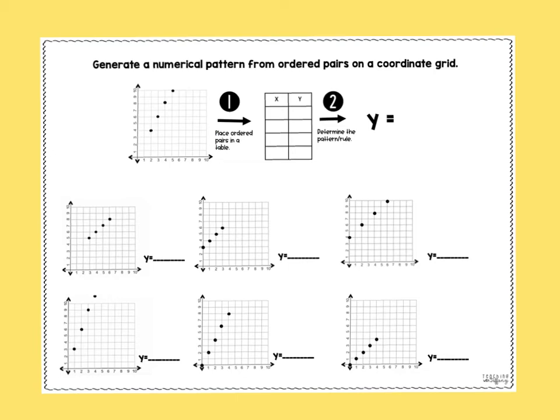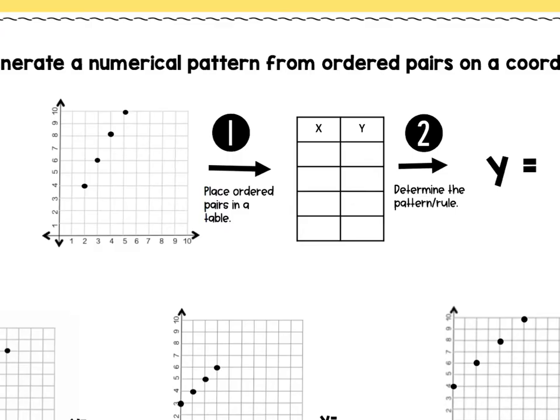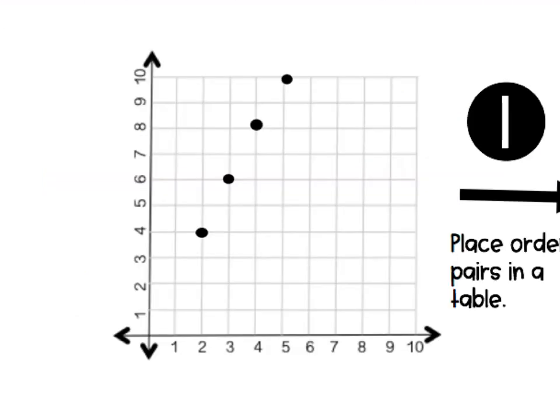Alright friends, today we are going to generate a numerical pattern from ordered pairs on a coordinate grid. In our first example, we have this coordinate grid with these ordered pairs plotted on it. We also have this table, and we want to figure out the rule or pattern.